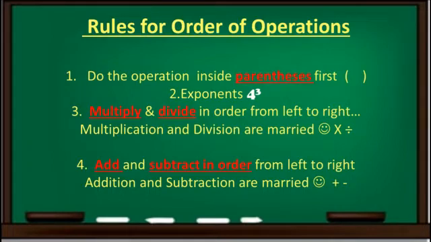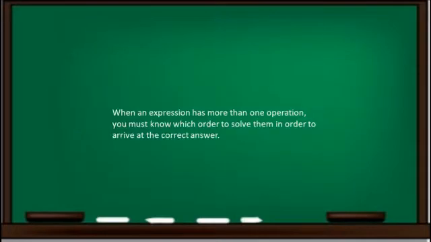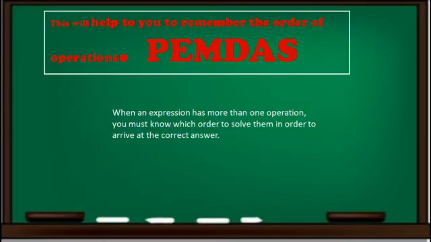Next, multiply and divide in order from left to right. Multiplication and division are married. Finally, add and subtract in order from left to right. Addition and subtraction are married. This acronym helps you to remember the order of operations. PEMDAS. When an expression has more than one operation, you must know which order to solve them in order to arrive at the correct answer.